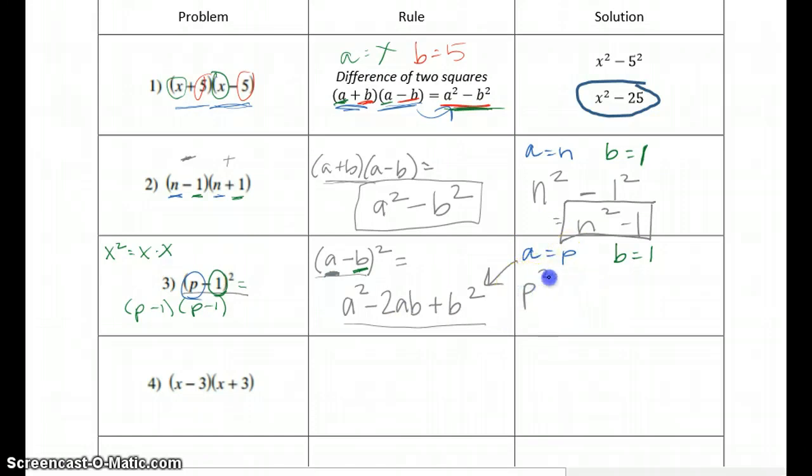When we plug this in to our solution, we have a squared, so we plug in p, we get p squared, minus 2 times, plug in p for a, plug in 1 for b, plus b squared, or 1 squared. So all we're doing is plugging these values in for a and b into our solution. We can simplify this to get p squared minus 2 times p times 1 is just minus 2p, plus 1 squared is just 1.